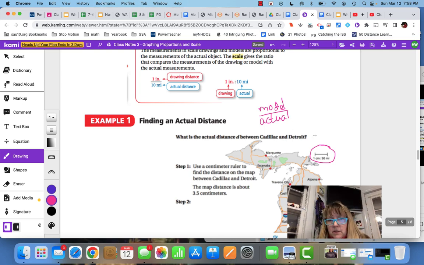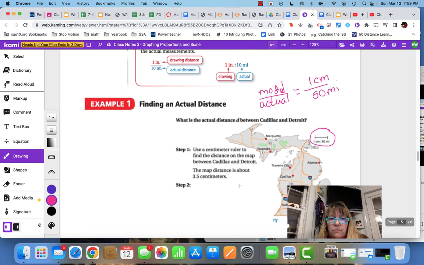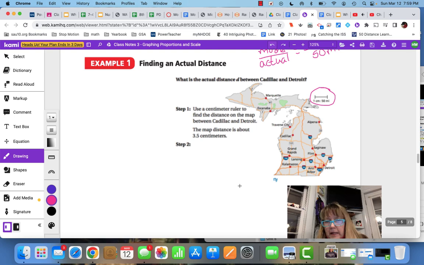So in this map, it is 1 centimeter for every 50 miles. So on this map, if you took a ruler and measured and got 1 centimeter, let's just say for the sake of argument that it's 1 centimeter from here to here, it means that it's actually 50 miles in real life. So we're going to look at what's the actual distance between Cadillac and Detroit.